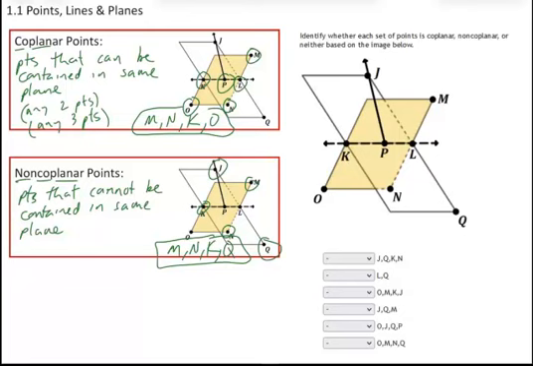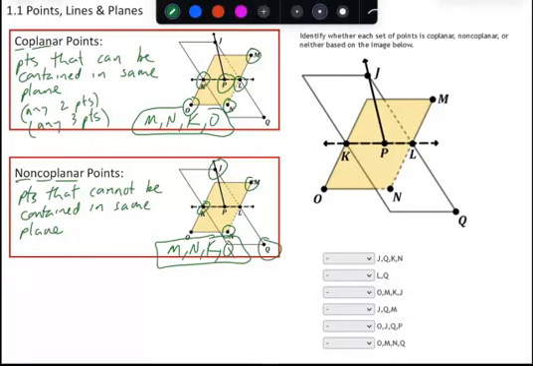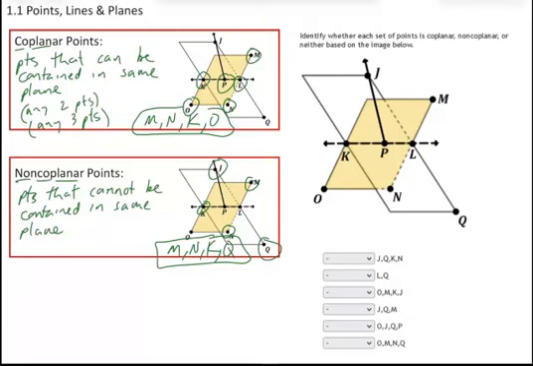All right, see if you can answer the question to the right for me, please. Identify each of those sets, once again, and I'm going to use C and NC, C for coplanar, NC for non-coplanar. It gives you the option of neither, but once again, that's just a distractor. There's no chance that a set of points are neither. They're either going to be coplanar or non-coplanar. They're not both and not neither.